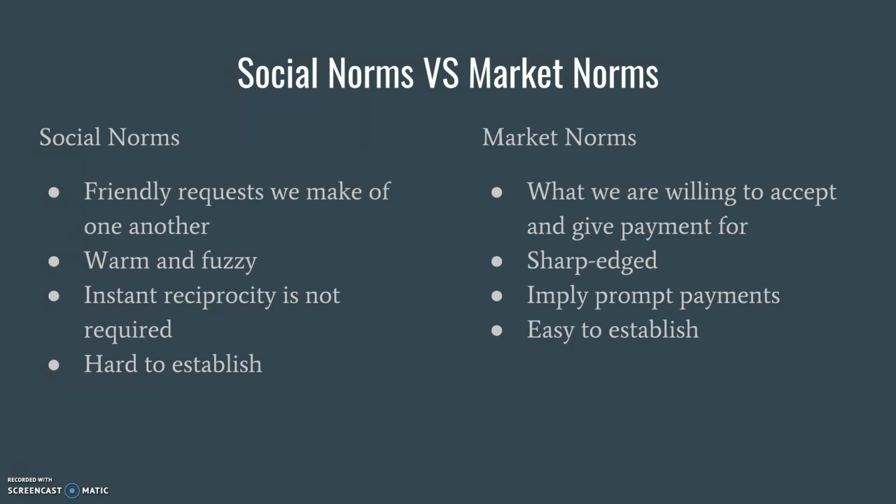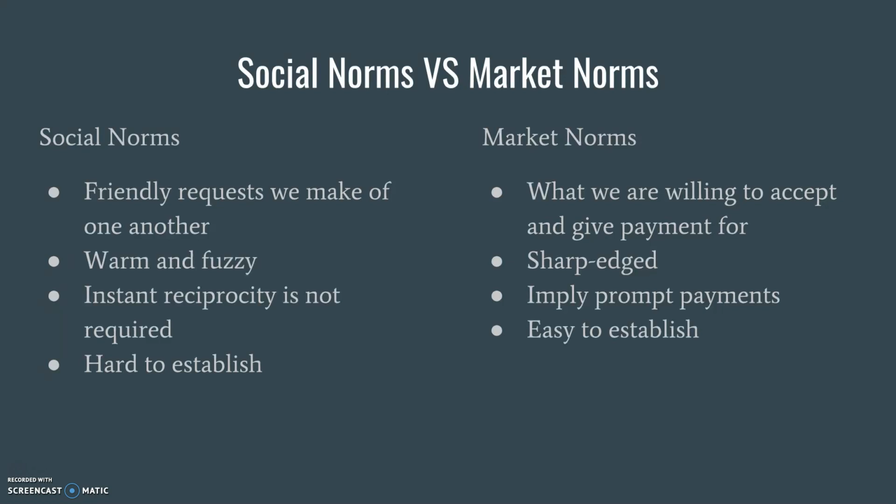According to Dan Ariely in his book Predictably Irrational, social norms are the friendly requests that we make of one another, while market norms are what we are willing to accept and give payment for. Social norms are warm and fuzzy. These requests do not imply immediate reciprocity. Market norms are very rigid and set in stone. With these, you get what you pay for.